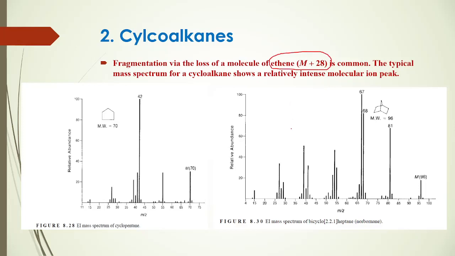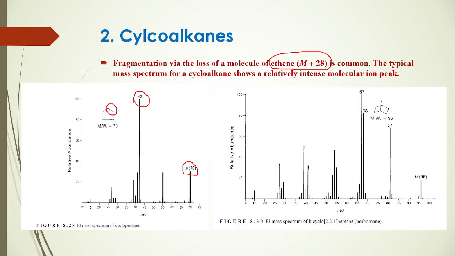As we discussed in the rules of fragmentation, the fragmentation always proceeds with the loss of small and stable molecules such as ethene. So if we remove the ethene from this molecule, we get a loss of 28. If we reduce 28 from 70, we get the base peak at 42, and the molecular ion peak at 70. So this 42 is formed by the loss of an ethene molecule.